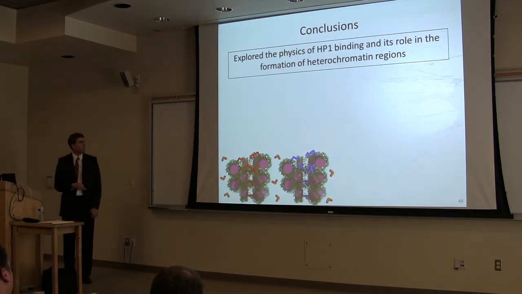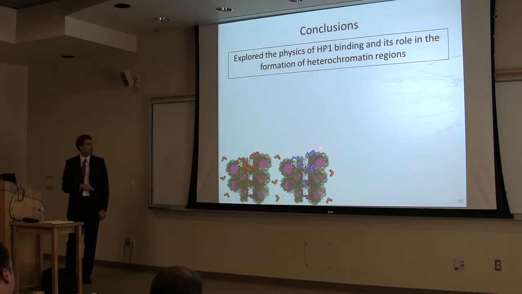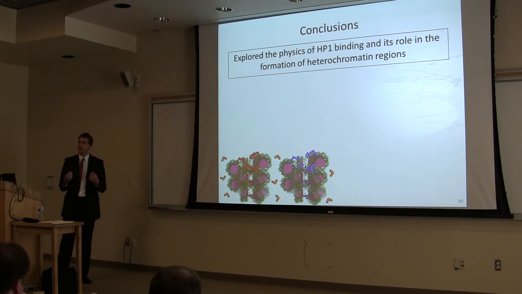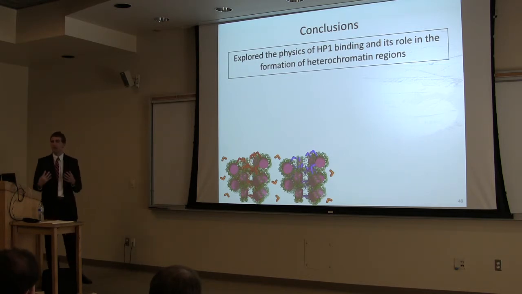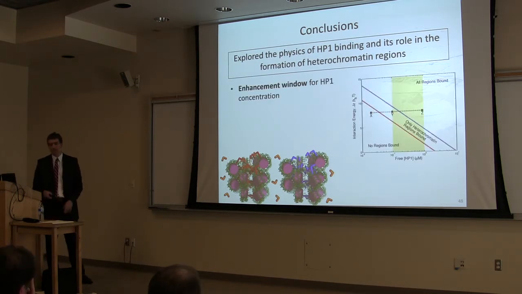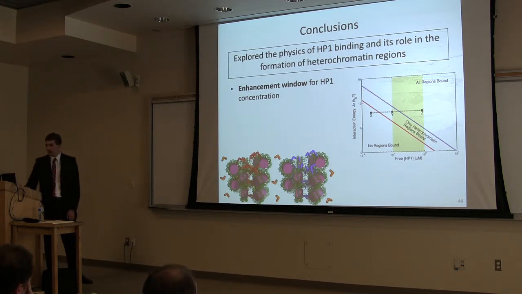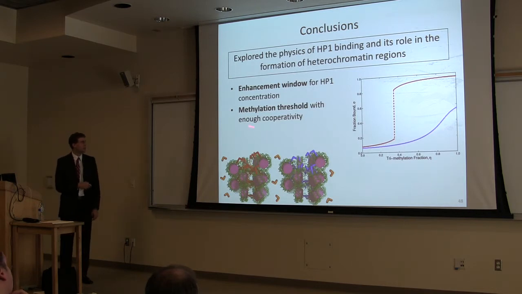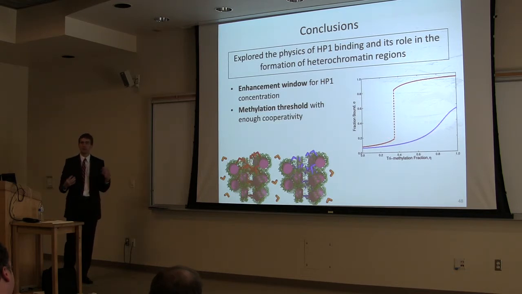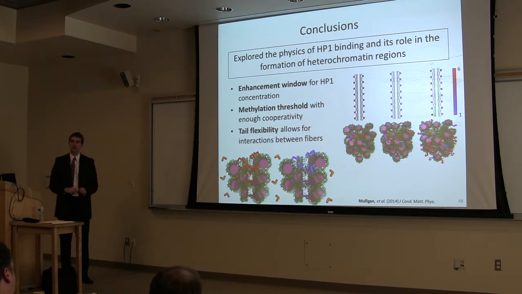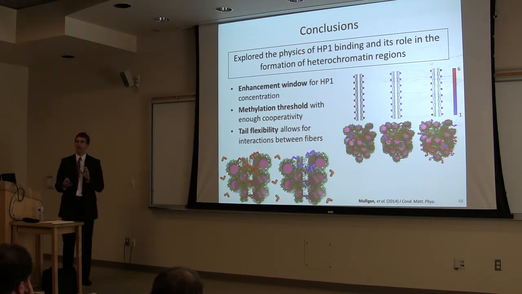Okay, so now I just want to summarize the second half of this talk. I talked to you about the different key in vivo pieces for allowing heterochromatin regions to form. We discussed an enhancement window for HP1 binding, and how, if you have enough cooperativity in your system, you can get a methylation threshold to separate heterochromatin regions from other regions. And finally, how tail flexibility allows for connections between fibers and allows these aggregated regions to form.